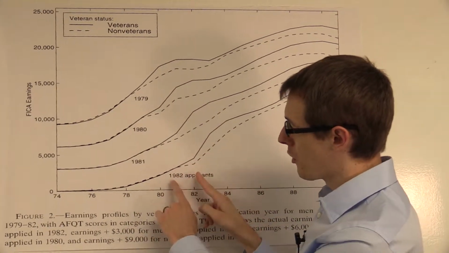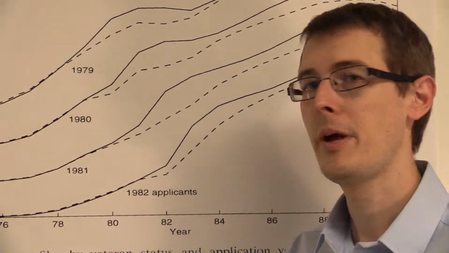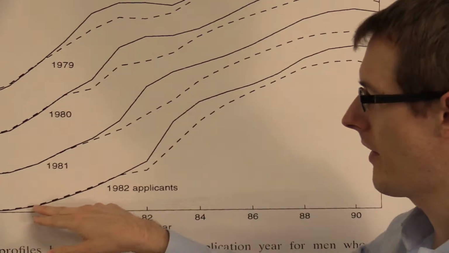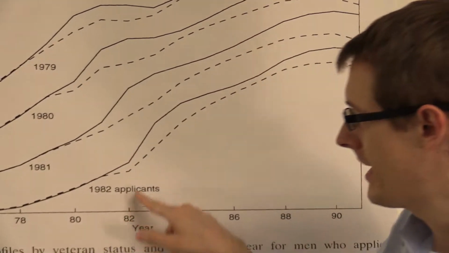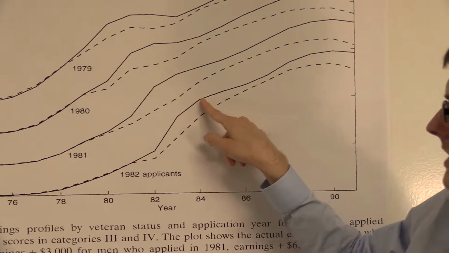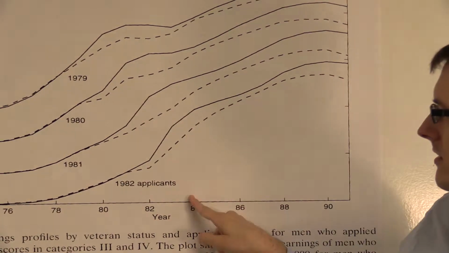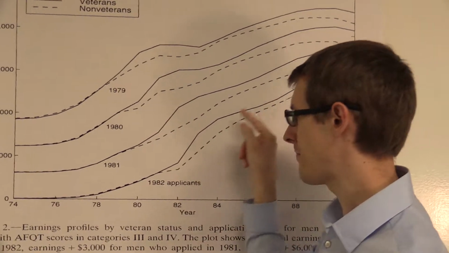Now he's got the group of people in 1982 split into two subgroups, people who joined the military and people who didn't. If you joined the military, your earnings are plotted on this solid line. So we see that in 1982 you made about $3,000, and then that increased to about $9,000 in 1984, and then kept increasing throughout your life.